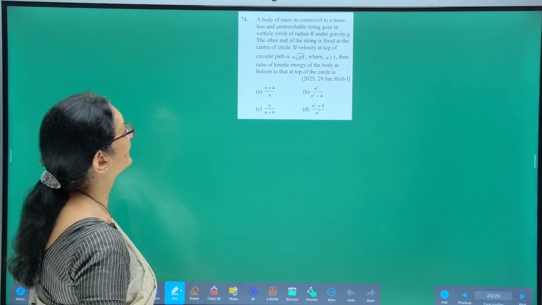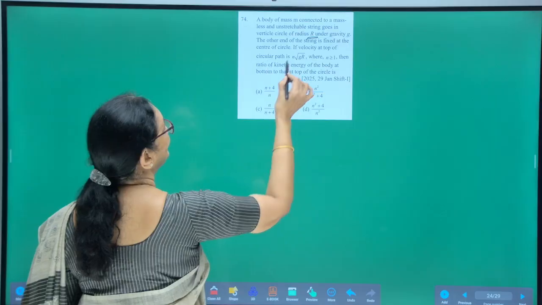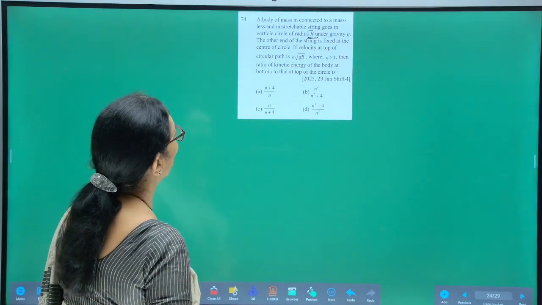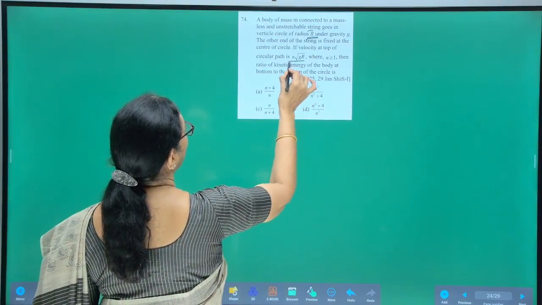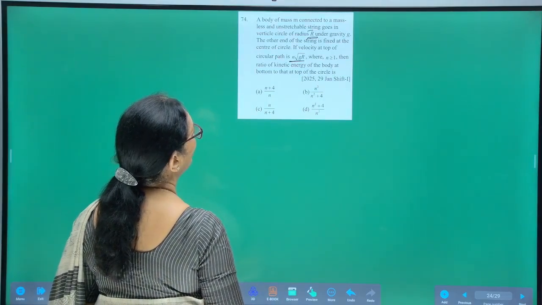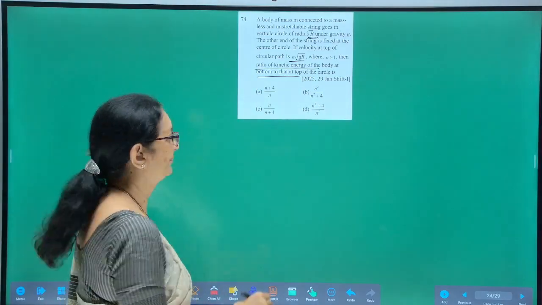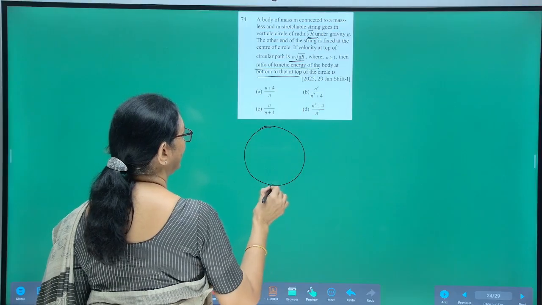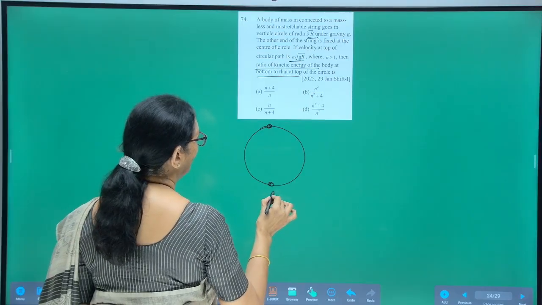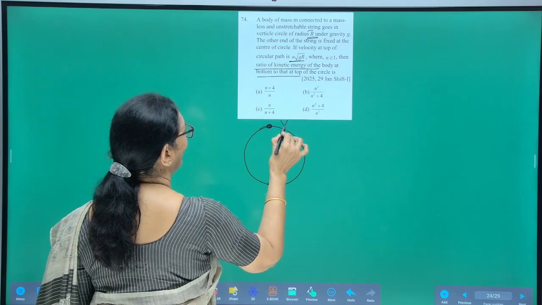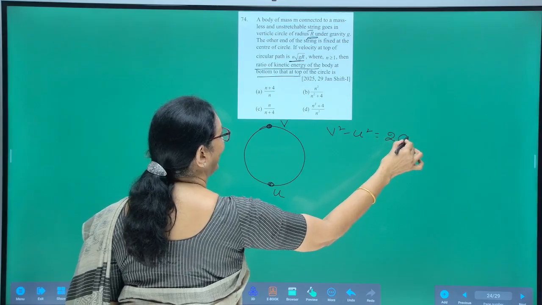A body of mass m connected to a massless unstretchable string goes in a vertical circle of radius r under gravity g. The other end of the string is fixed at the center of the circle. Velocity at the top is n root gr, n greater than 1. Find the ratio of kinetic energy at the top and at the bottom. Look here, so this is a vertical circle, this is the lowest point, this is the highest point. See here, this velocity is u, this velocity is v, so v square minus u square is 2as here.